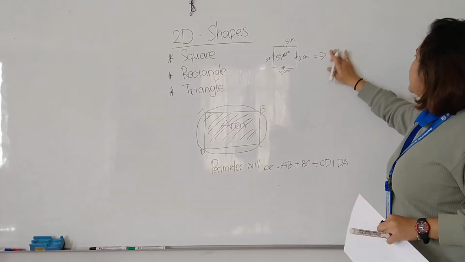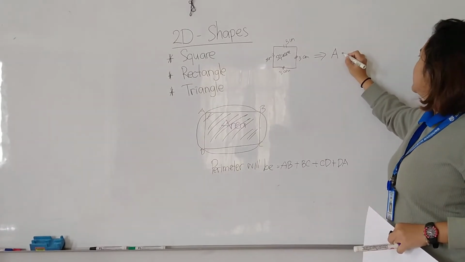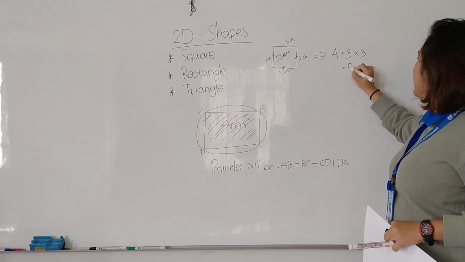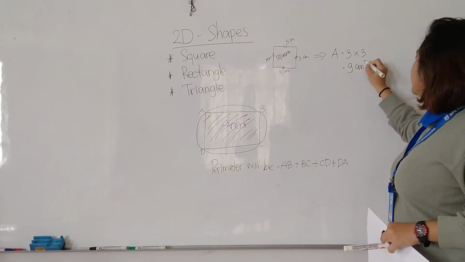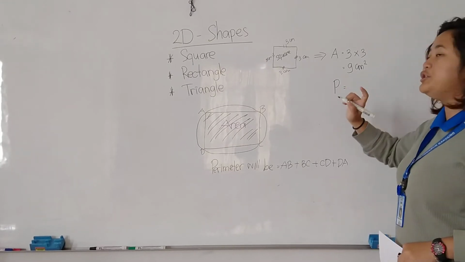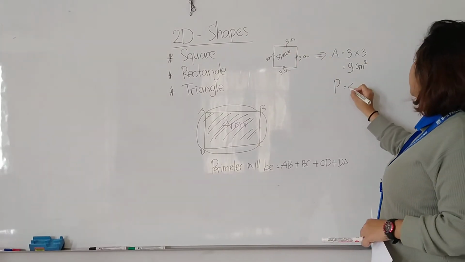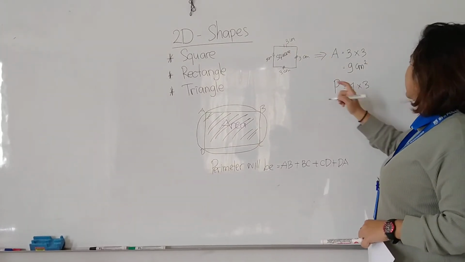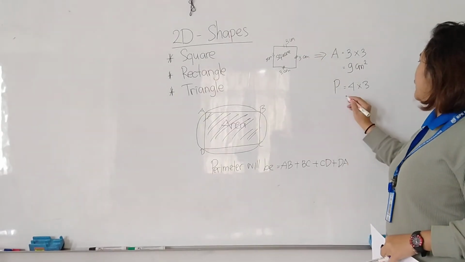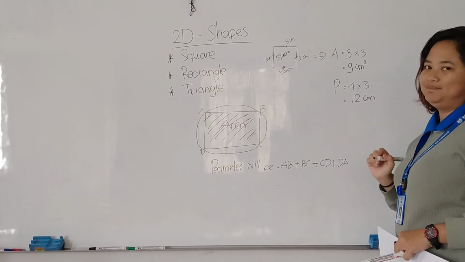3. For the area, I will give the symbol A. A is 3 multiplied by 3 equals 9 centimeter square. But what about perimeter? For perimeter you just add it all. 1, 2, 3, 4. That is 4 times 3. 3 is the side, right? And we have 4 sides for a square. So you just multiply it, it becomes 12 centimeters.